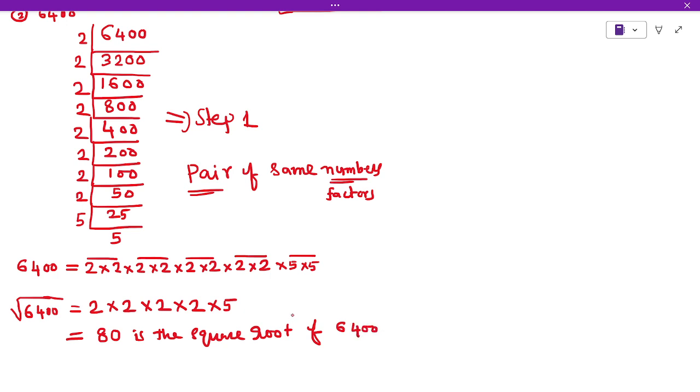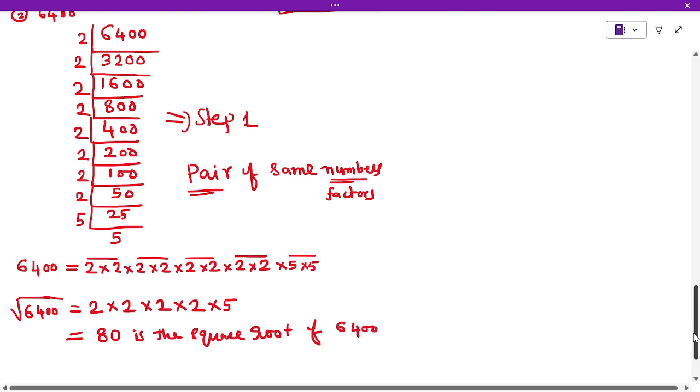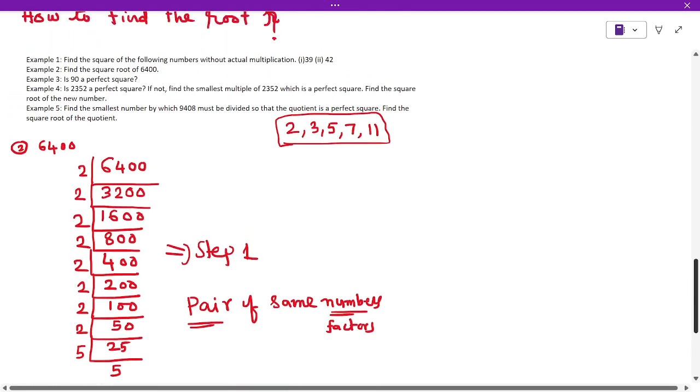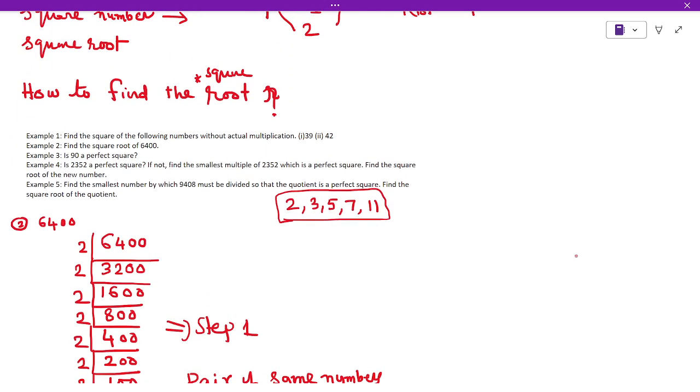Is that clear? Okay, so to make you stronger, let me take one more example. The third example. What is the third question? Is 90 a perfect square?